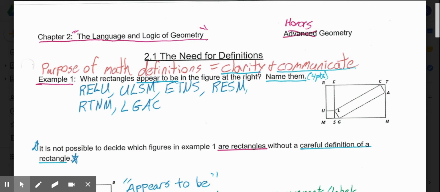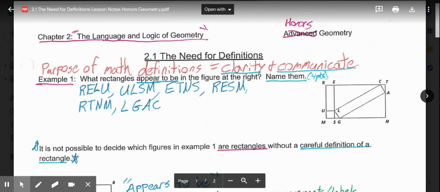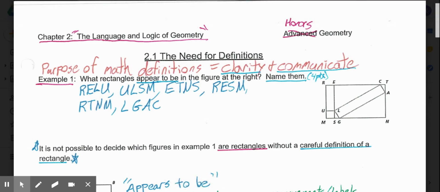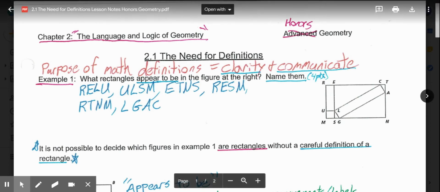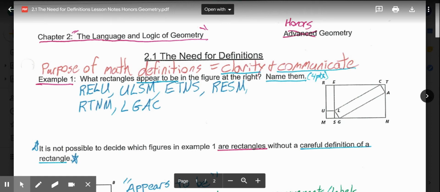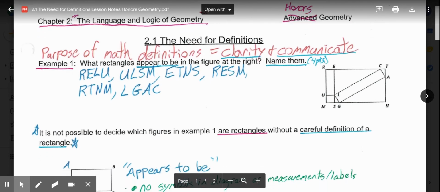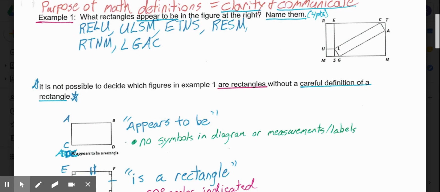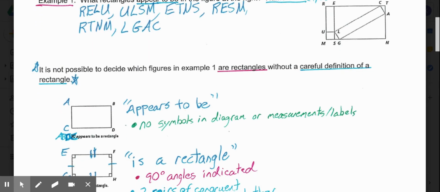So we would have 6 of them: RELU, ULSM, ETNS, RESM, RTNM, LGAC. So we would have 6 different rectangles looking at this figure, or what appear to be rectangles. Then we move into this main idea, exploring that phrasing of "appears to be."